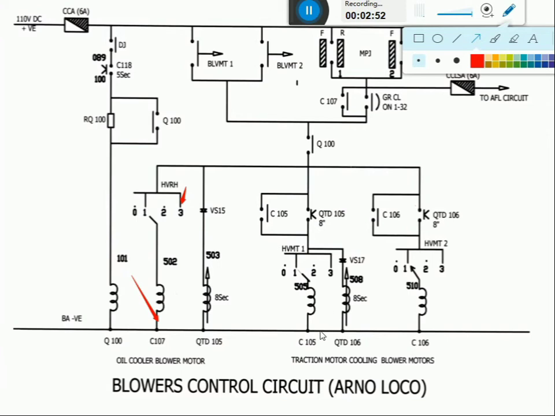Similarly, if the C105 contactor is not closing, we can change the switch position HVMT1 from 1 to 3 position and try. Or if pit marks or weld marks are there, we have to clean them. C105 contact flexibility also we have to check. Whether QTD105 is energized or not, we have to check.